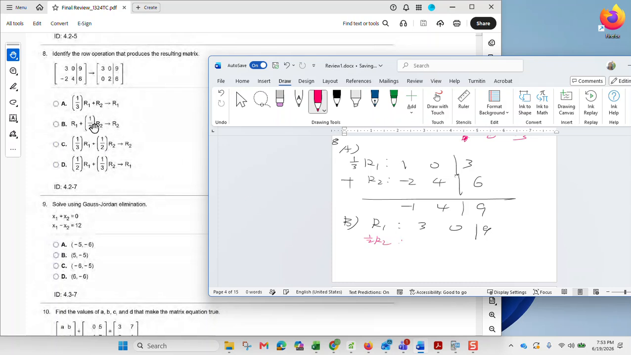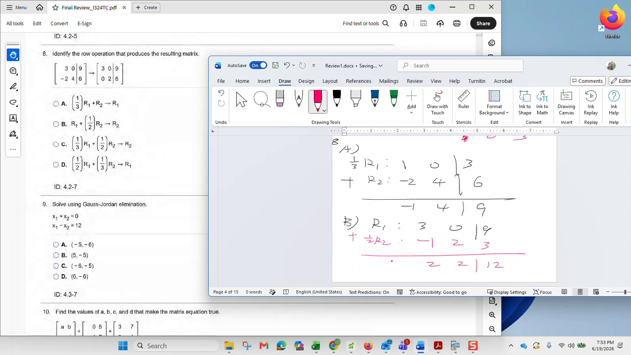So let's see, 1/2 of row 2, what do we get? This divided by 2, right? So we have negative 1, 2, and 3. And then we're going to add them together. Okay, this is row 1 plus 1/2 of row 2. So that should be 2, 2, and 12. So it doesn't look right, because this is 0, 2, and 6.